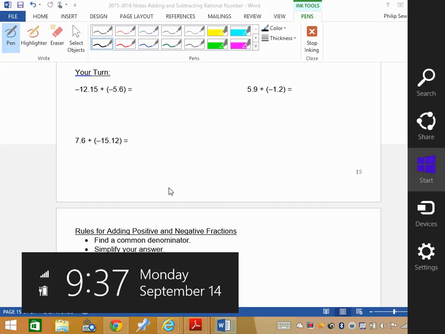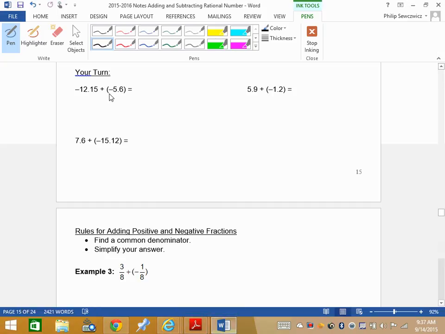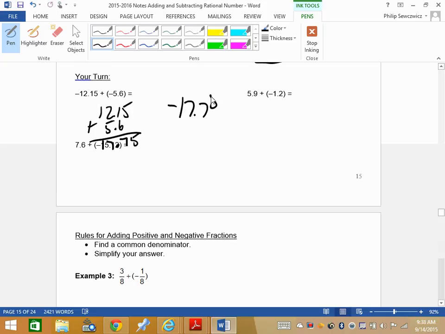So your turn. You can see here we've got a like sign, so we are going to add. So I'm going to add these guys together. I know the answer is going to be negative, so I'm going to get my negative off to the side there. 5 plus nothing is 5. 6 plus 1 is 7. Drop my decimal straight down. 2 plus 5 is 7, and 1 plus, so it's negative 17 and 75 hundredths. Sorry, I'm having a little trouble here with the pen. Let's erase that. There we go. Again, it is multi-step here.